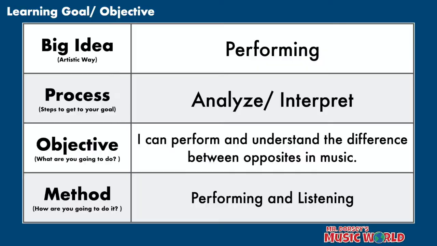Let's find out. Our learning goal is broken down into 4 steps. Our big idea is performing. Our process is analyze and interpret. That means you look closely at something, figure out what something does, and then interpret what you do with that information. Our objective is I can perform and understand the difference between opposites in music. And our method is performing and listening.